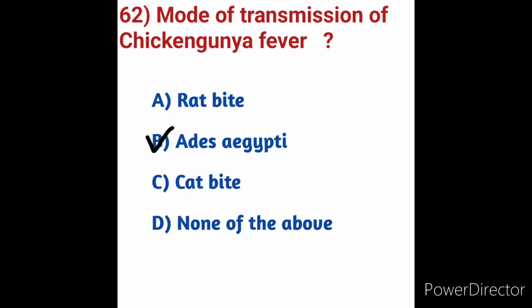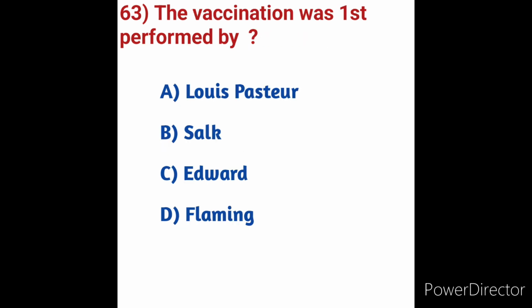Next we will move on to question number 63. The vaccination was first performed by, we will see here options. Option A, Louis Pasteur. Option B, Salk. Option C, Edward. Option D, Fleming. Dr. Edward Jenner created the world's first successful vaccine. He found out that people infected with cowpox were immune to smallpox.